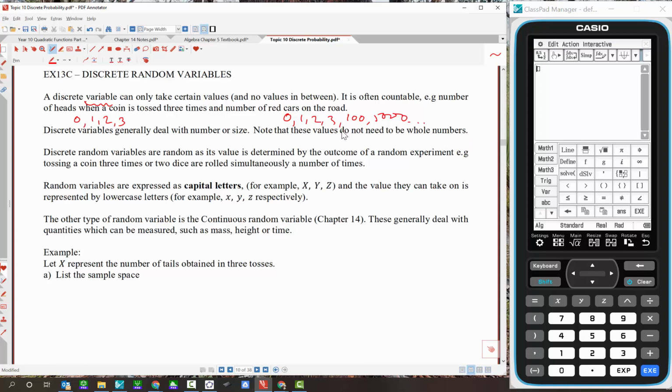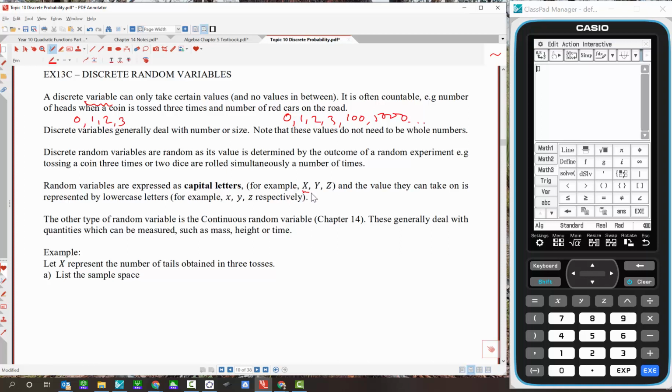Okay, so discrete random variables are random as their value is determined by the outcome of an experiment. So the result we get is determined by an experiment. A coin toss where we're counting the number of heads would be the result of an experiment. Or dice rolls.